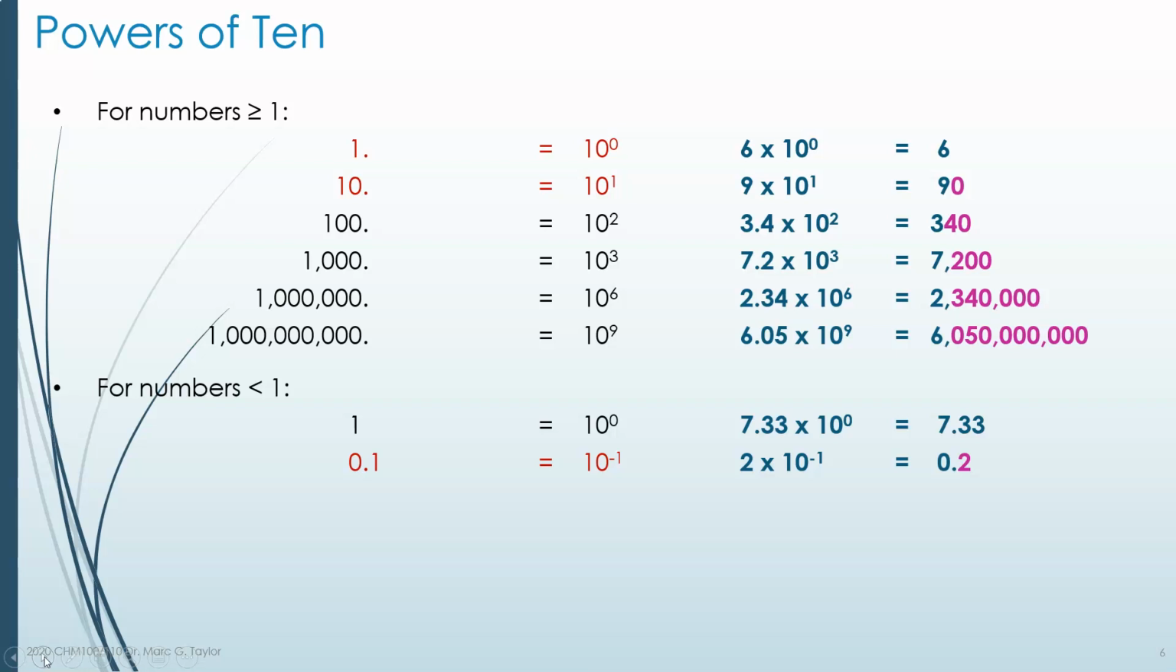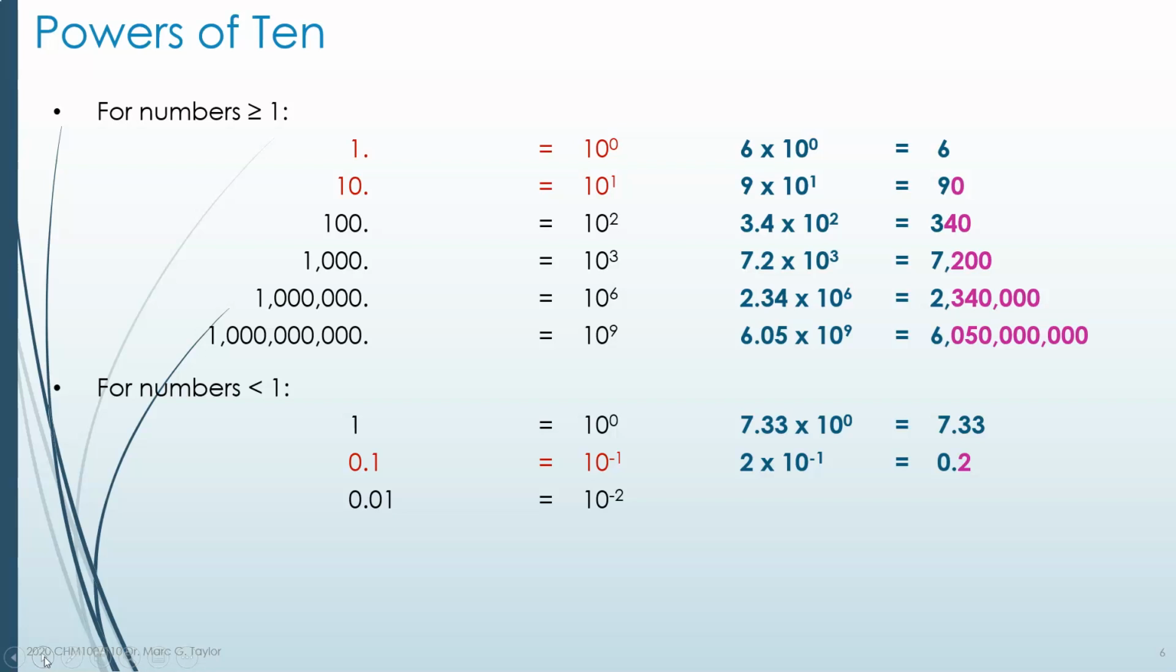Now you notice you can't use the same rule of counting zeros as you did with the positive numbers above. So when you see 10 to the minus 1, that tells you that the 1 is in the first decimal place after the decimal. So 2 times 10 to the minus 1 is the same thing as saying 2 times 0.1, or 0.2.